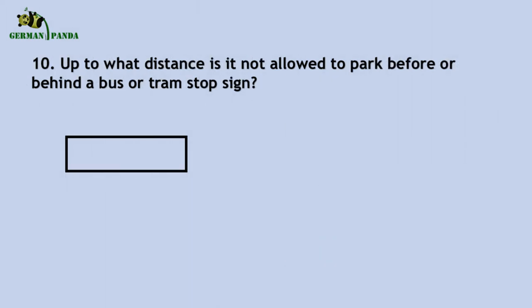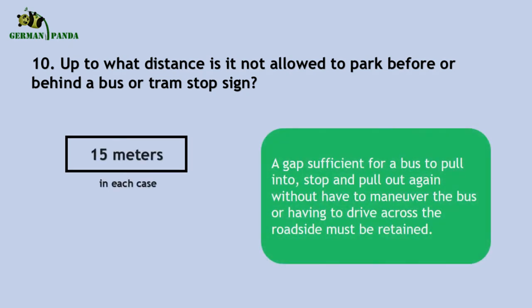Up to what distance is it not allowed to park before or behind a bus or a tram stop sign? (15 meters) in each case. A gap sufficient for a bus to pull into, stop and pull out again without having to maneuver the bus or having to drive across the roadside must be retained.